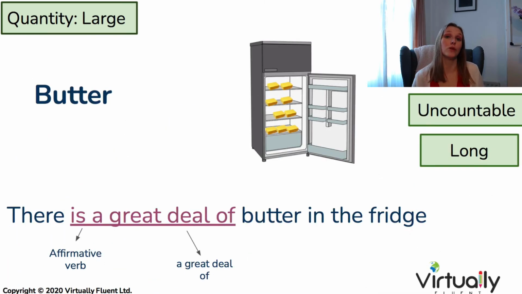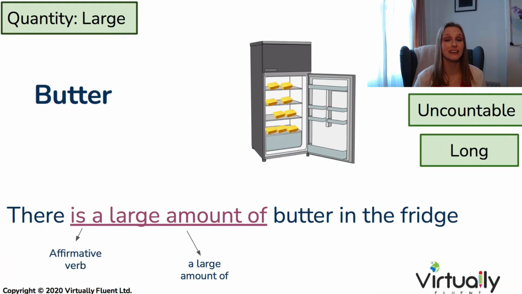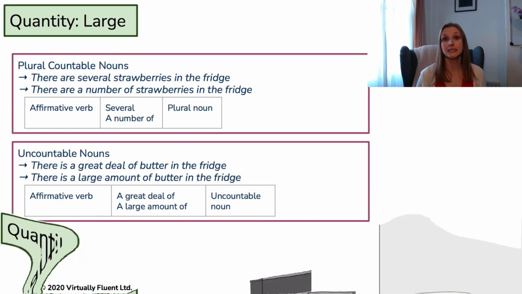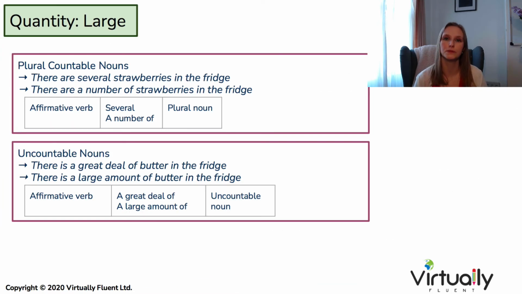Now, when it comes to an uncountable noun, we need different expressions. We could say a great deal of. For example, there is a great deal of butter in the fridge. Alternatively, there is a large amount of butter in the fridge. So those are our nice long forms that we can use for the specific nouns using a big quantity.